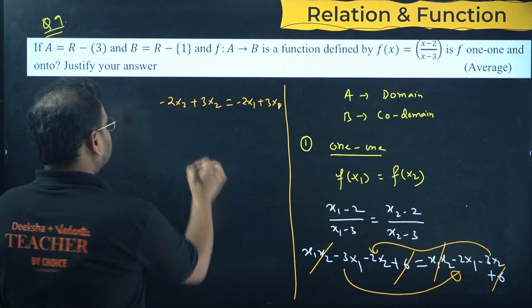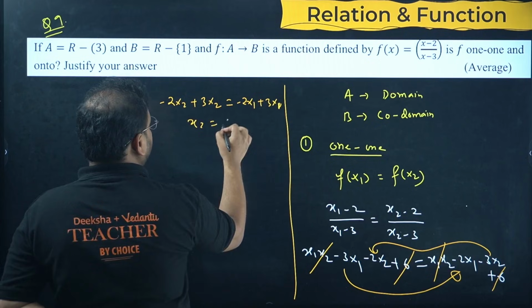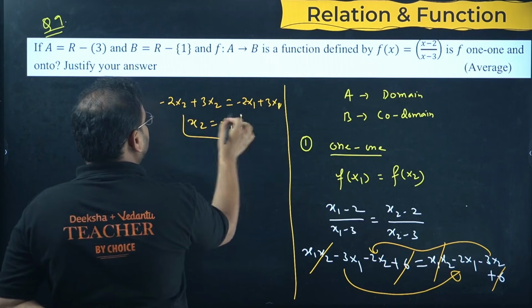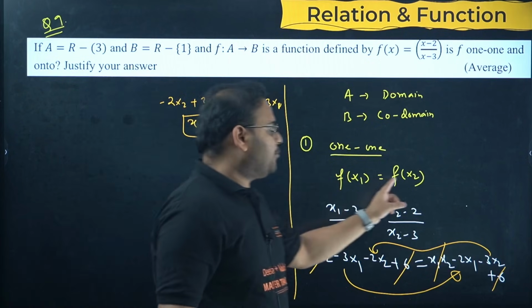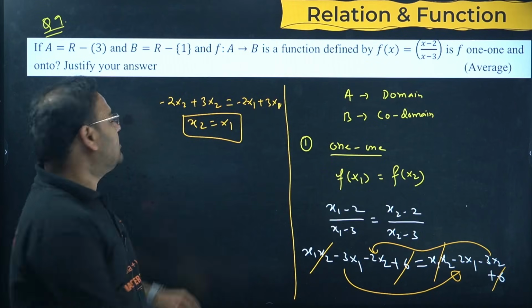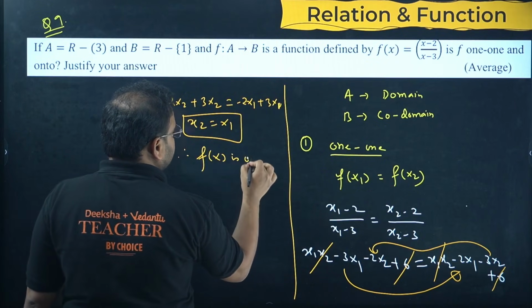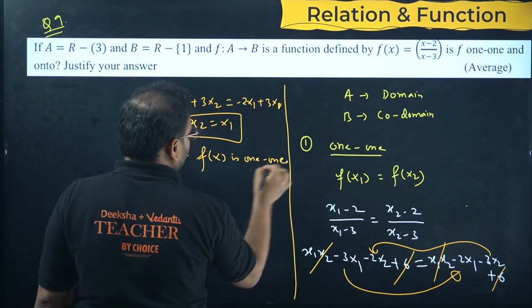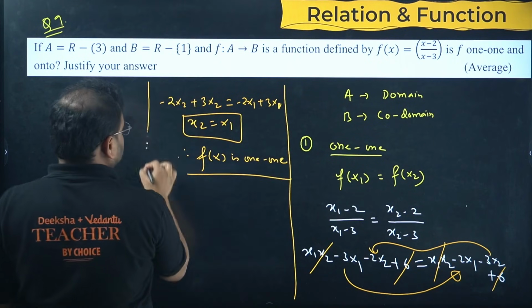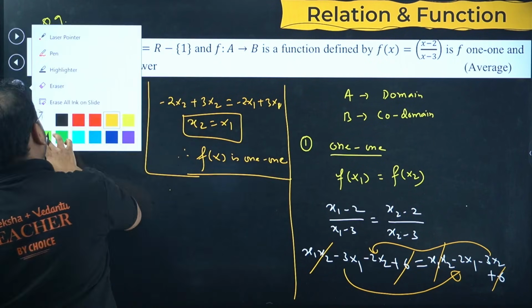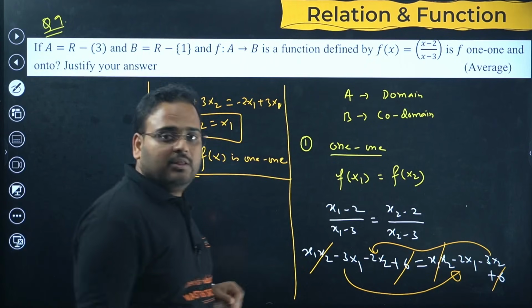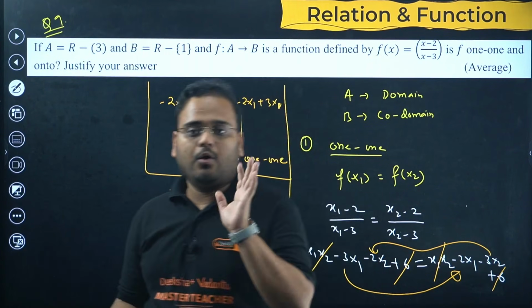3x1. This side we have x2, this side we have x1. Started with f of x1 equals f of x2, reaching here x1 equals x2. Therefore, clearly the function f(x) is one-one. No doubt about this. Clear? Now we're going to move on to learn about our onto function.